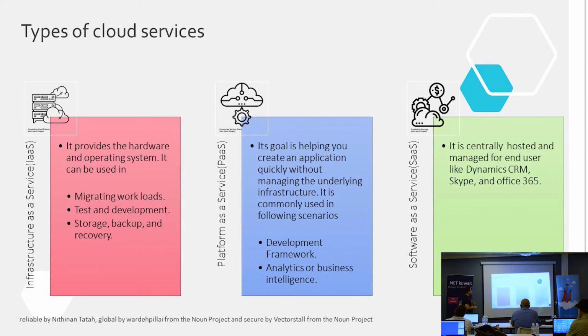Types of cloud services, we have the three: infrastructure as a service, platform as a service, and software as a service. What does it mean, or what's the difference between them? Infrastructure as a service provides the hardware and the network for you, but you are responsible for the VM itself. You are responsible for patching it and making sure it's secure and up to date. This is when it comes to infrastructure.